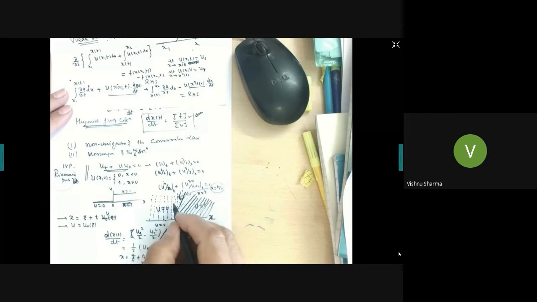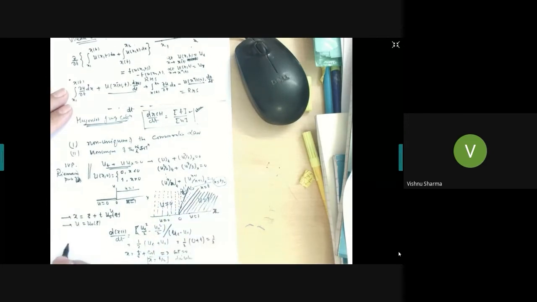And on the left of this, the solution is 0. On the right of this, the solution is 1. So I can write the solution u(x,t). This is one solution. It is 0 when x is less than t by 2, and it is 1 when x is greater than t by 2. This is one solution of this.